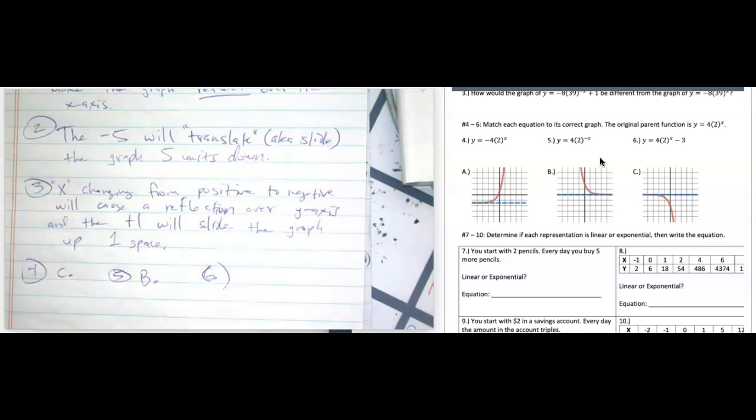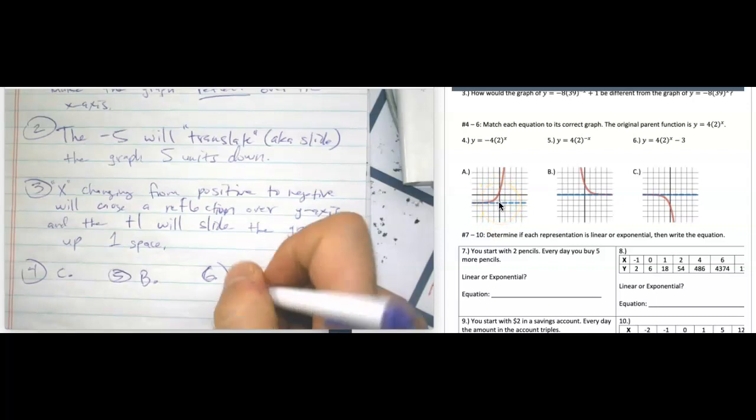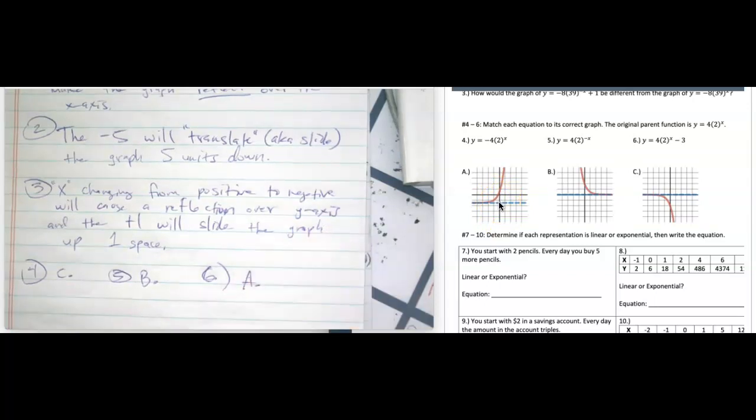And then 6, y equals 4 times 2 to the x minus 3. Well, the original graph would shift down 3 spaces. So it's here. It's a little weird the way it's showing the minus 3, but it's shifted down 3 spaces. So these must be going by 2s. It goes 2, 4, 6, so that's 3 spaces down. Number 6 is definitely A. Of course, by process of elimination, but also because the minus 3 is going to shift the original graph 3 spaces down.